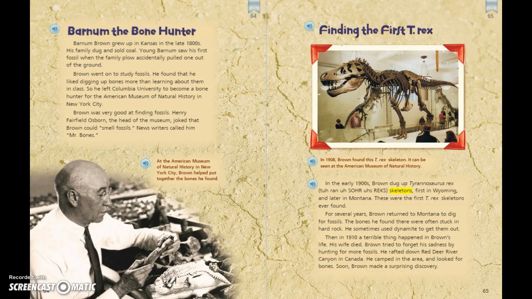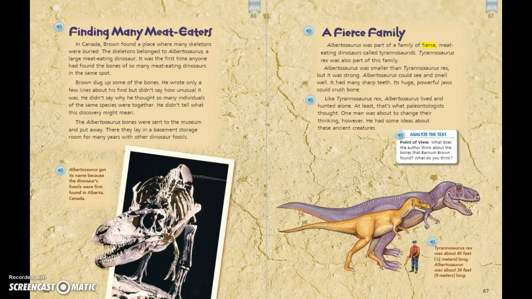The text states that Brown left Columbia University. What caused him to leave? How does the death of Brown's wife relate to his trips to Montana? Which word in the selection tells you this? Why is Brown's discovery of the bones so important?